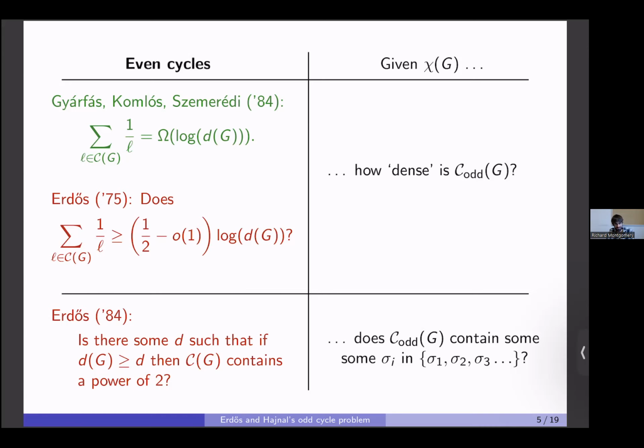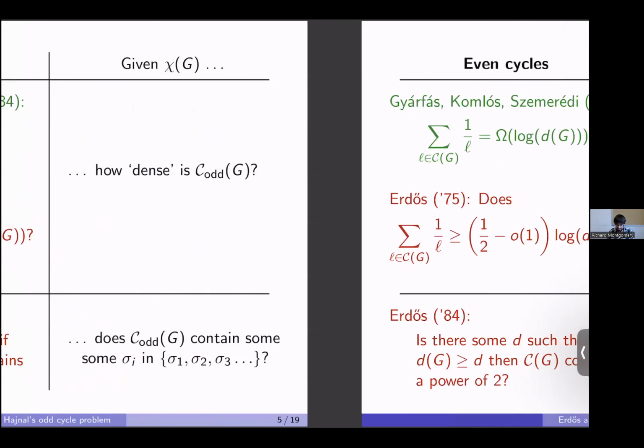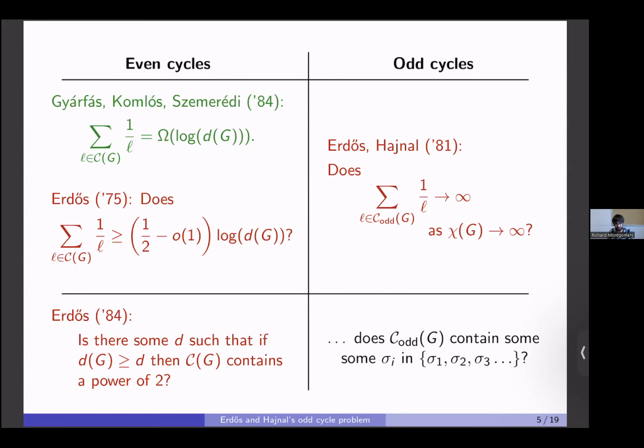So that sort of recaps and makes explicit the questions I had on even cycles. So if we now look at odd cycles, here's the question of the title of my talk. It's a question of Erdős and Hajnal from the 80s. If we look at the same function as a function of the density, if we take the sum of the reciprocals of just the odd cycle lengths now, does this go to infinity as the chromatic number of the graph goes to infinity?